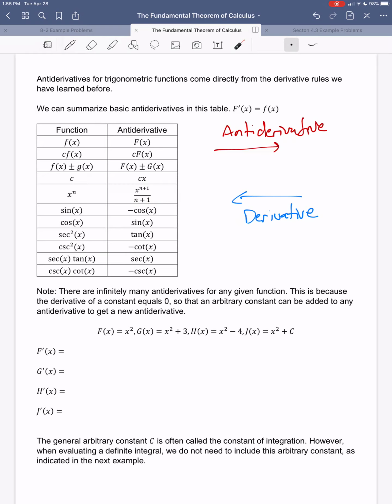Again, notice I can check by going backwards. If I took the derivative of this, the n plus 1 would have to come down in front. That would cancel. I'd subtract 1, and I just get back to x to the n.